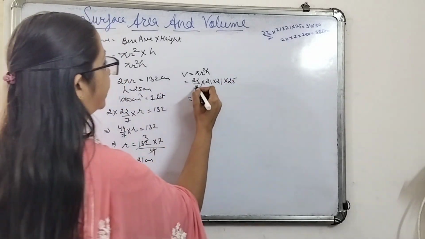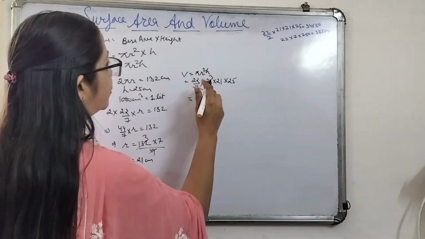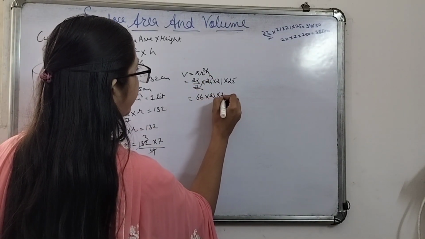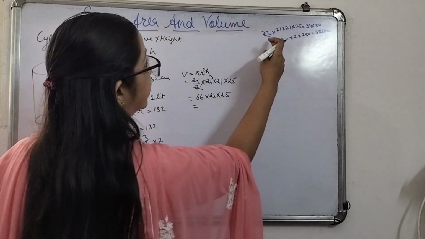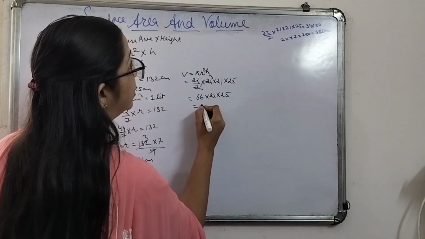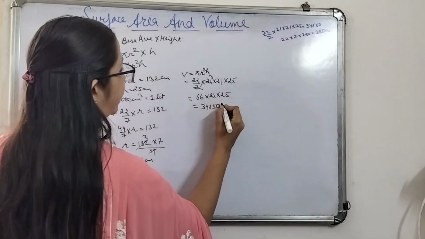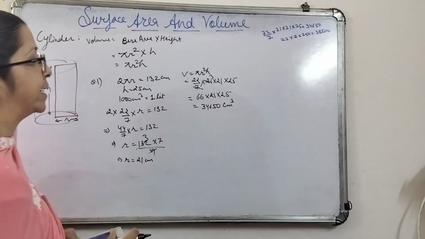If we multiply it, 7 3s are 21. So it will be 22 into 3, which is 66, multiplied by 21 into 25. If we multiply all these numbers, it will be 34,650, and the unit is centimeter, so it will be cubic centimeter.